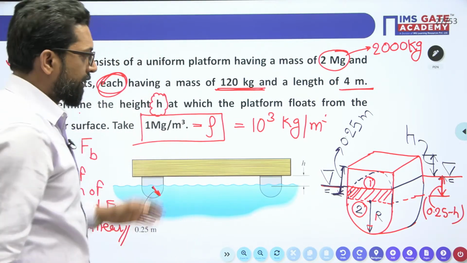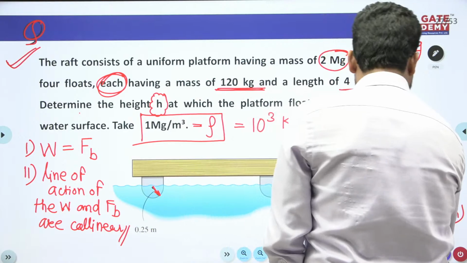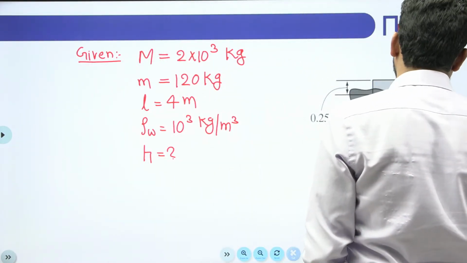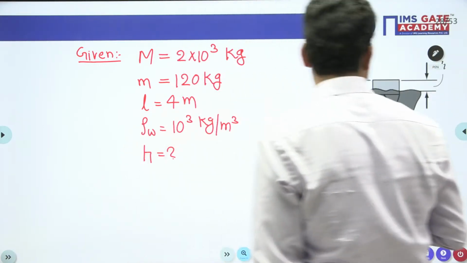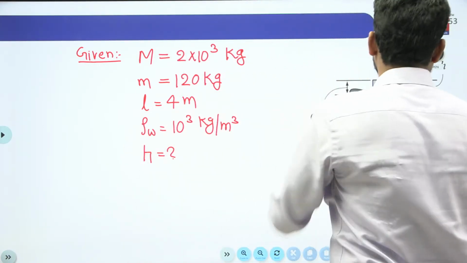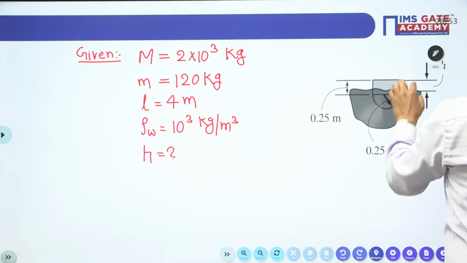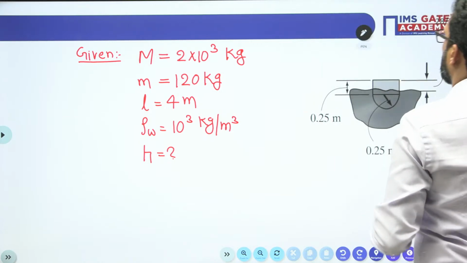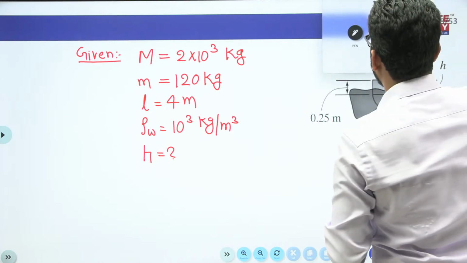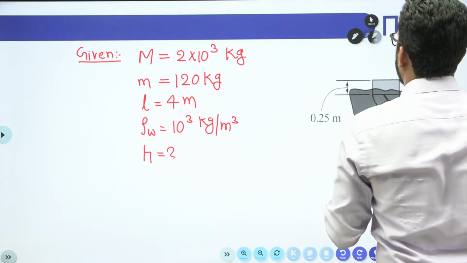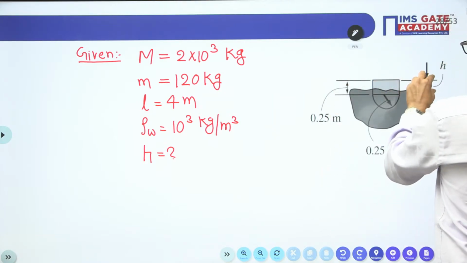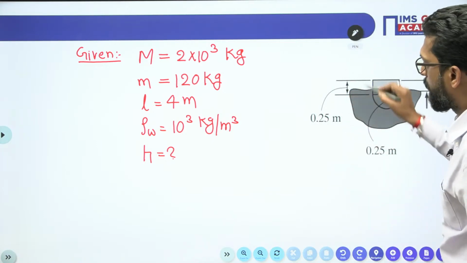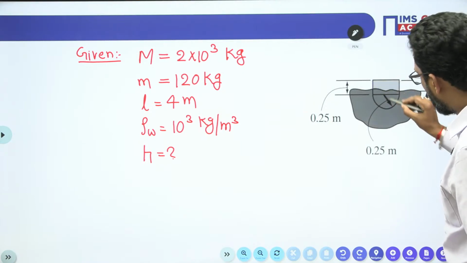Okay, beta. Now next. So first we check. This is your diagram, no problem at all. This is the height over which we can take. This is your height H, it is visible or not? Yes, it is visible. And this is 0.25. 0.25 is the rectangular side height. This is the circular side height.